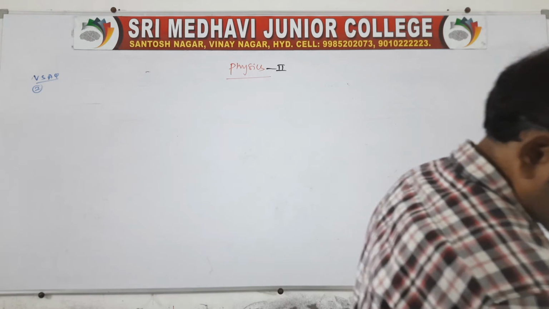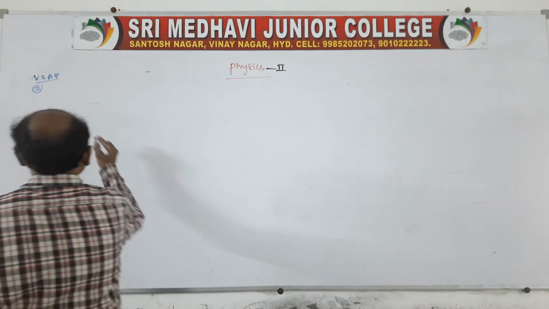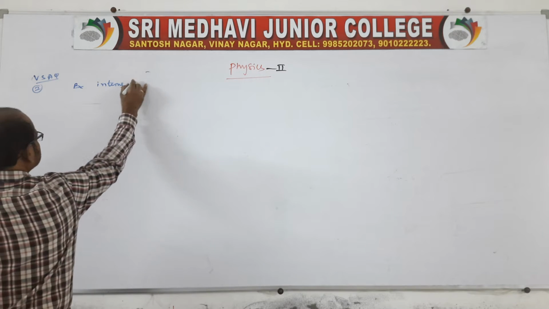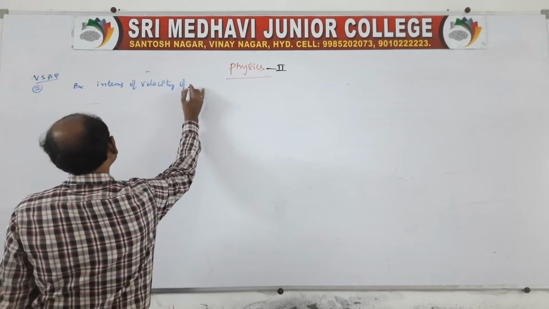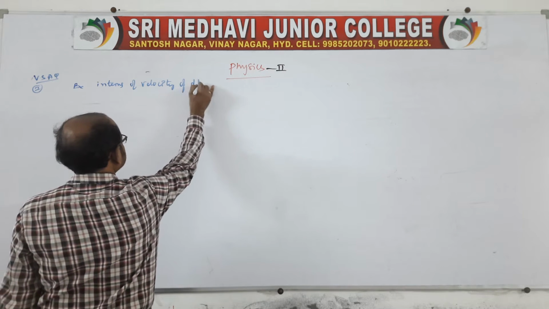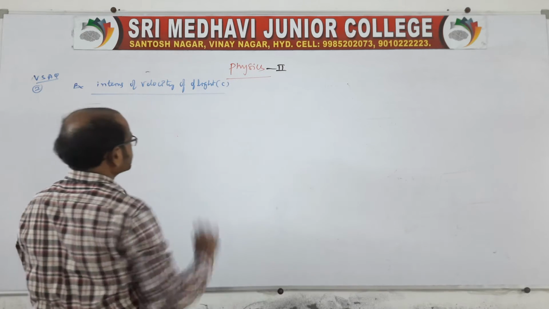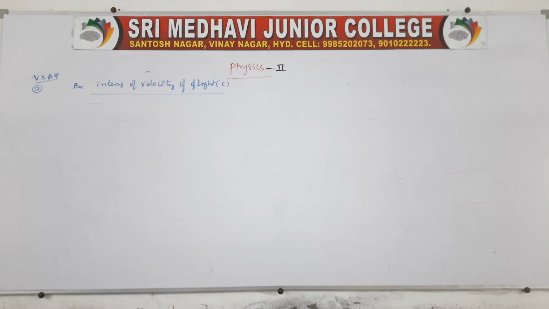The question asks for C in terms of the velocity of light. So now we need to say it like this. Let us use this.